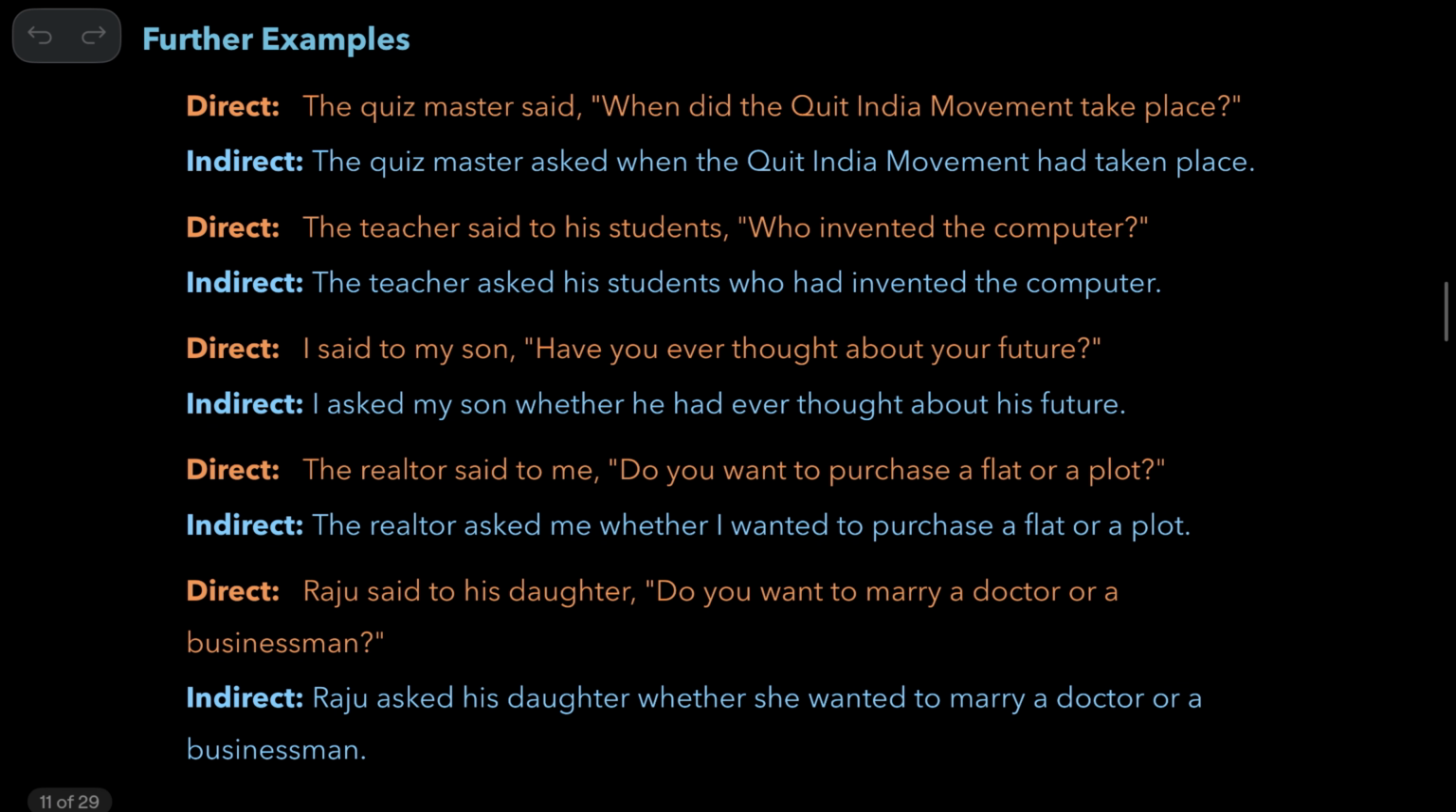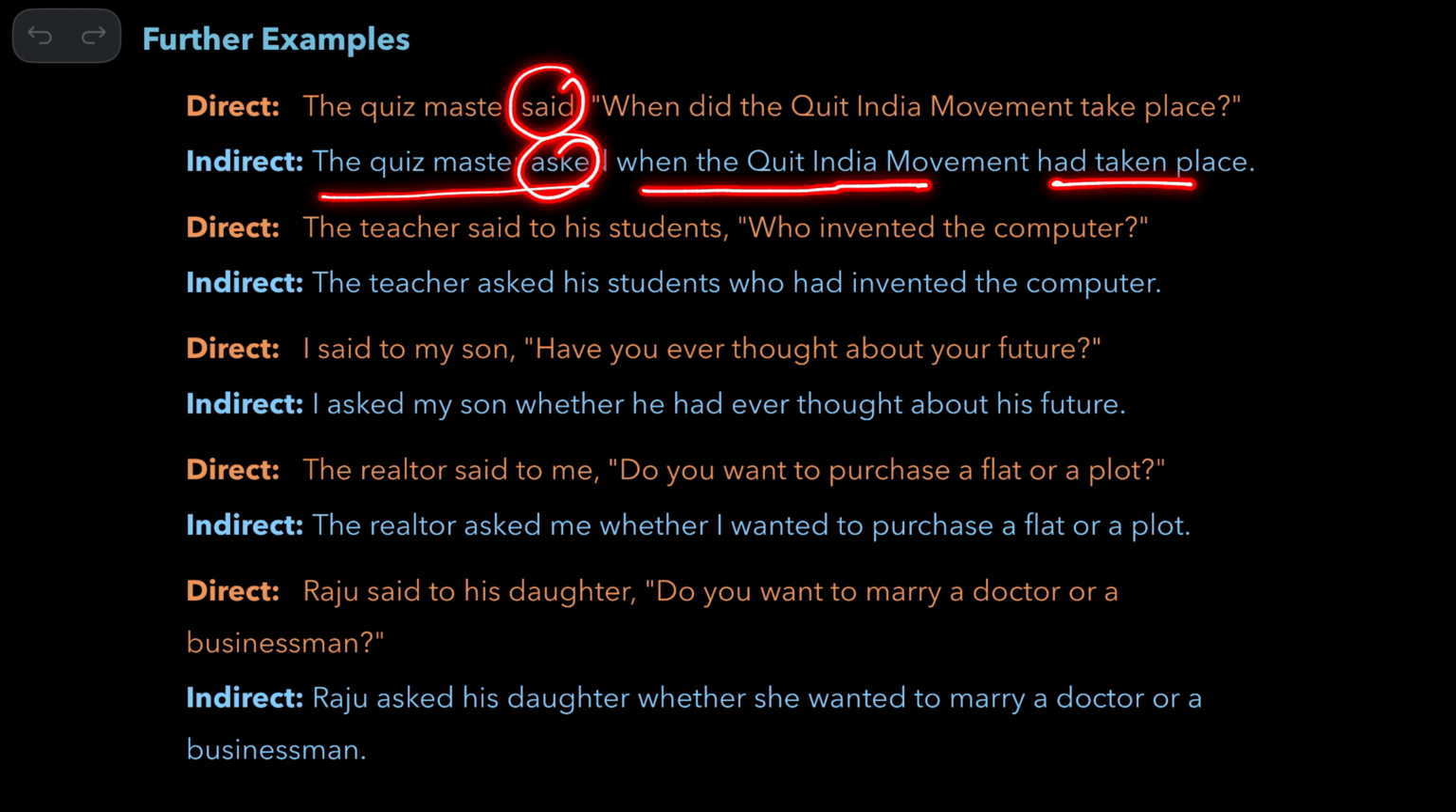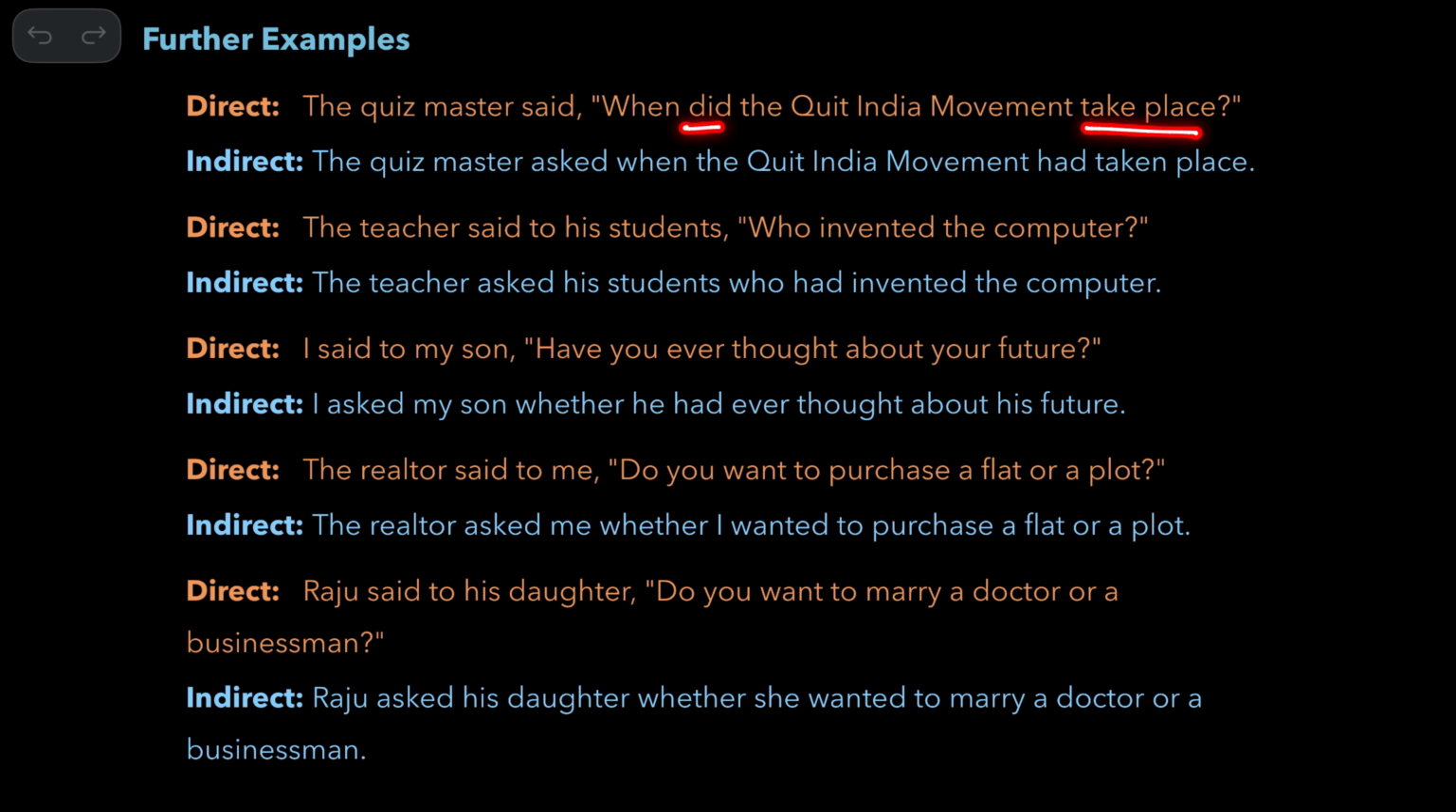Some more examples here. The quiz master said, when did the Quit India movement take place? The quiz master asked, said changes to asked, when the Quit India movement had taken place. So here did plus take place is equal to took place. So that changes to had taken place in the reported speech. And moreover, it is like a question: did the Quit India movement take place? But you need to make it like a statement. First the subject, Quit India movement, then the verb, had taken place.